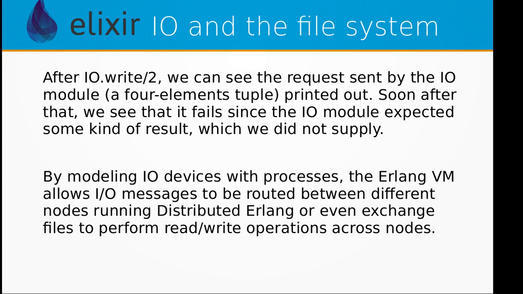After IO.write, we can see the request sent by the IO module, a 4-element tuple printed out. Soon after that, we see that it fails since the IO module expected some kind of result which we did not supply. By modeling IO devices with processes, the Erlang VM allows IO messages to be routed between different nodes running distributed Erlang, or even exchange files to perform read-write operations across nodes.